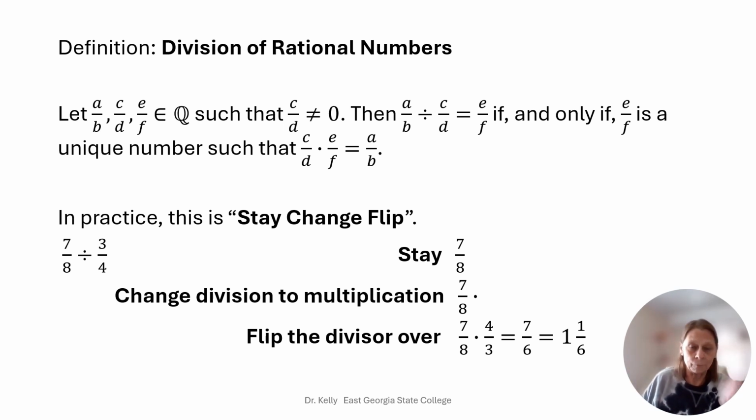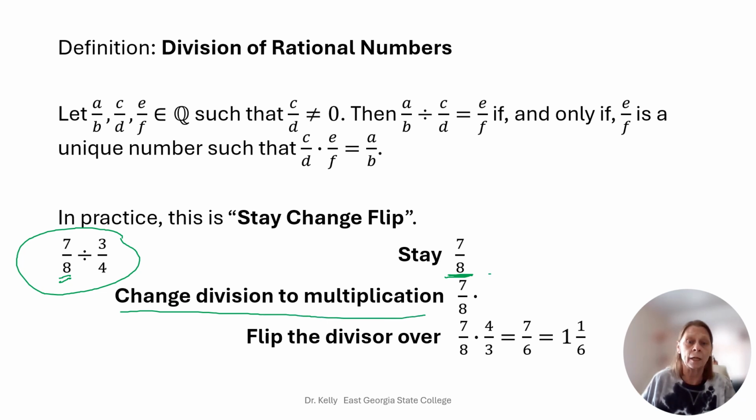Okay, so in practice, this definition is the stay, change, flip. And I don't know if you know this, but stay, change, flip is the best. So for this particular problem here, 7/8 divided by 3/4. The stay part means that you write down the first fraction, not changing it at all. It stays as it stands. The change stands for change the division to multiplication. And the flip is flip the divisor over and perform the multiplication.